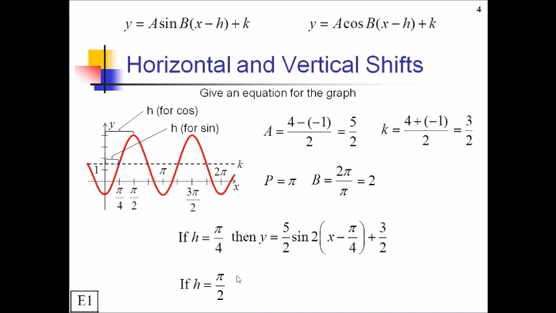So now we're just going to plug all this in again, but with a different h value. We're still going to have the amplitude of 5 over 2, b value of 2, but now we're going to have x minus pi over 2, and then plus 3 over 2 at the end. So you can actually write an infinite number of functions for one graph just based on what your h value is. We didn't have to use, for example, pi over 2 for cosine. We could have used the other top of the wave, 3 pi over 2, and we could keep going as far as we wanted to.